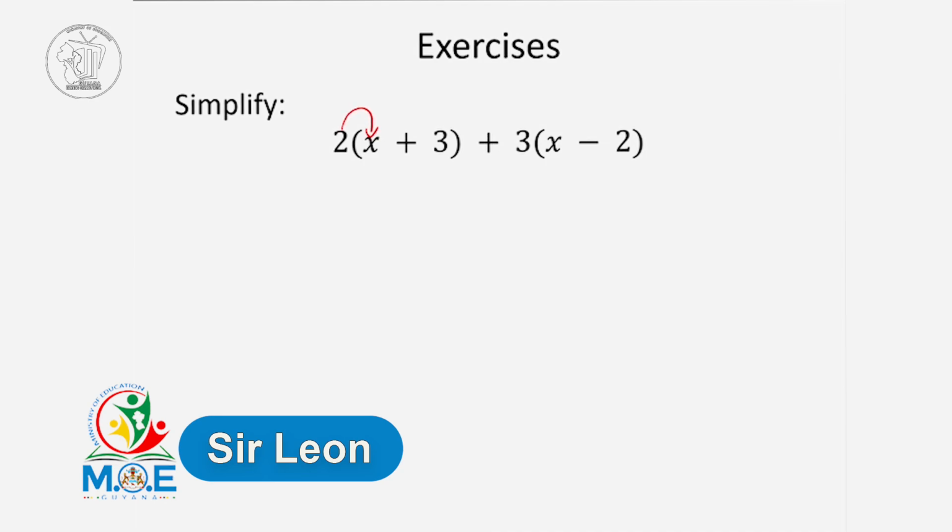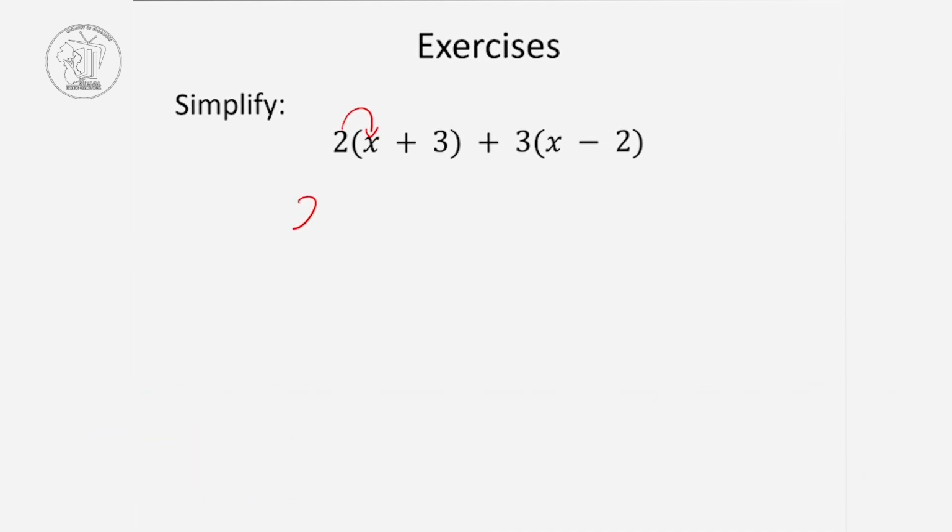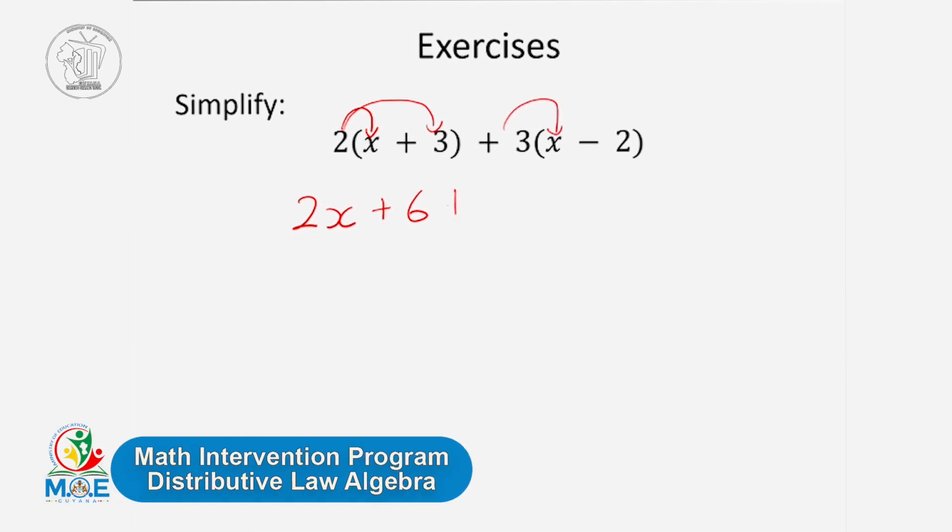So the 2 times x would give me 2x. And then the 2 times the plus 3 would give me plus 6. Then I distribute the 3. So 3 times x will give me plus 3x. And positive 3 times negative 2 would give me a negative 6. Positive times the negative would give me a negative. 3 times 2 is 6.